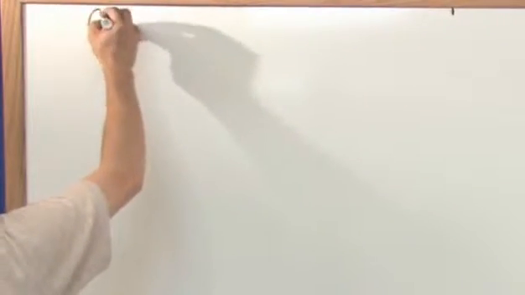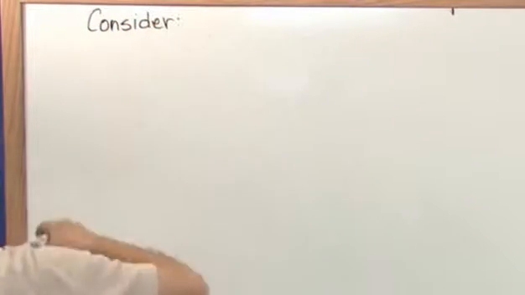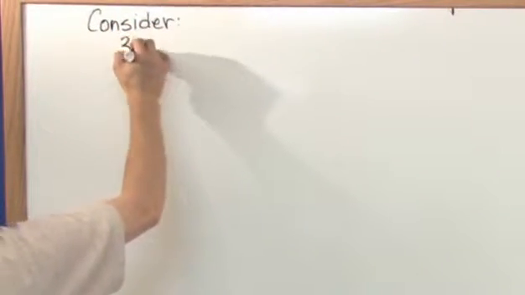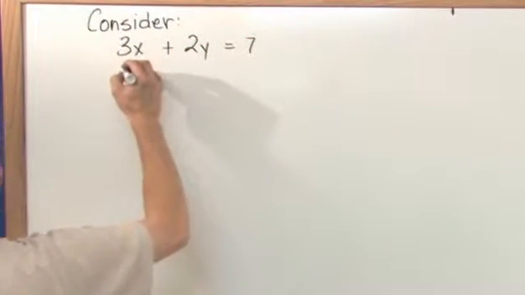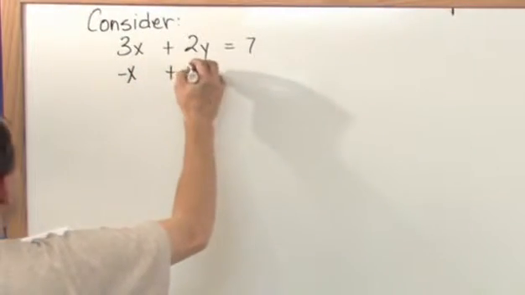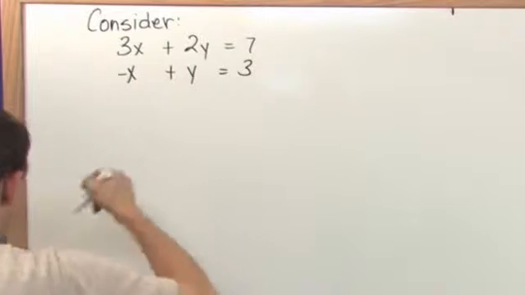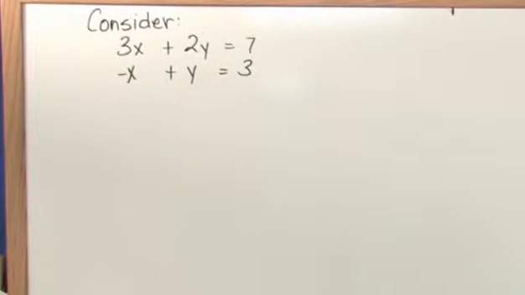Let me ask you to consider the following simple system of equations. 3x plus 2y is equal to 7, and negative x plus y is equal to 3. Okay? Now, there's nothing too special about that. It's two equations and two unknowns.